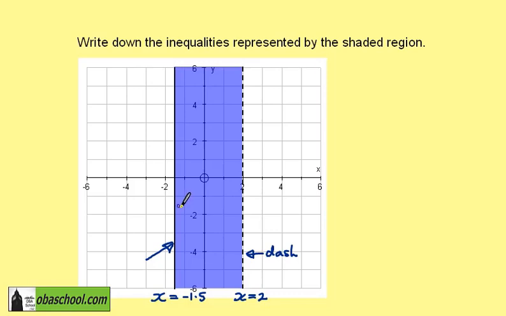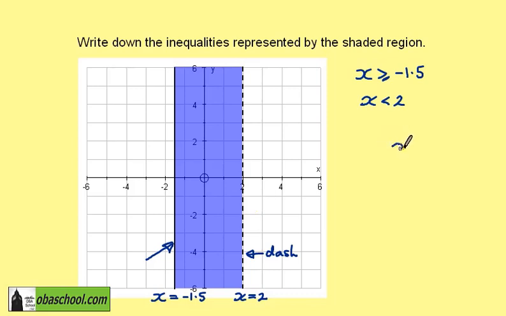So our region is in between these two lines. x must be greater than minus 1.5 since it's to the right, and it's greater than or equal to since the line is solid. We're to the left of this line, so x is less than 2. Less than because the line is dashed.